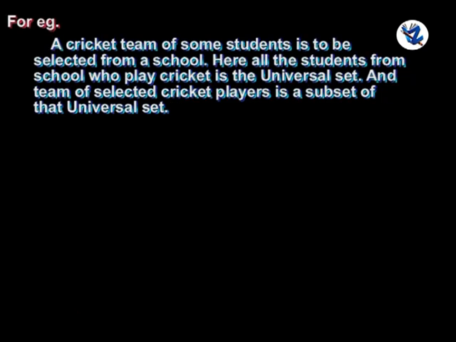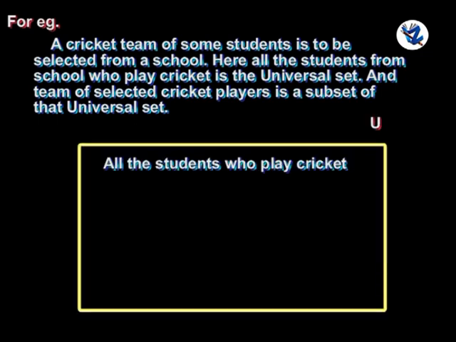The next type of sets is complement of a set. Suppose U is an universal set. If B subset U, then the set of all elements in U which are not in set B is called the complement of B and is denoted by B dash or BC.